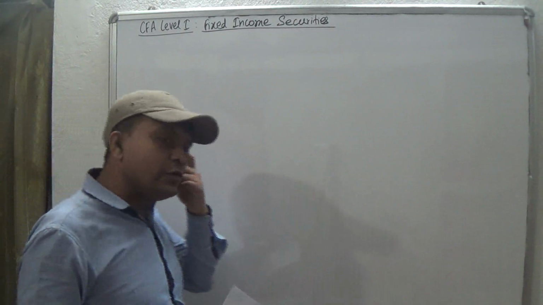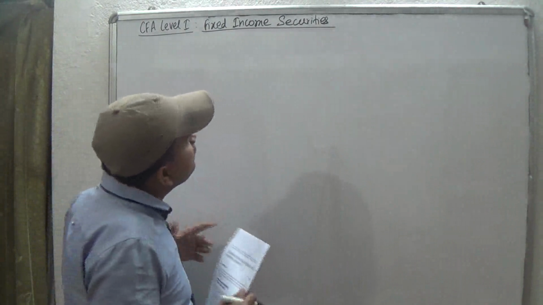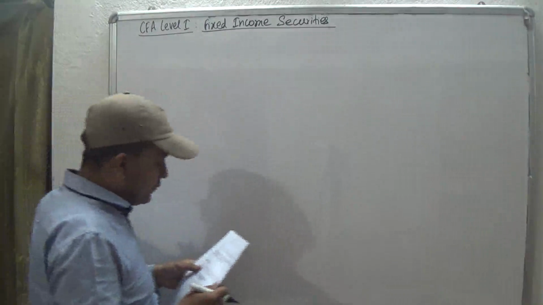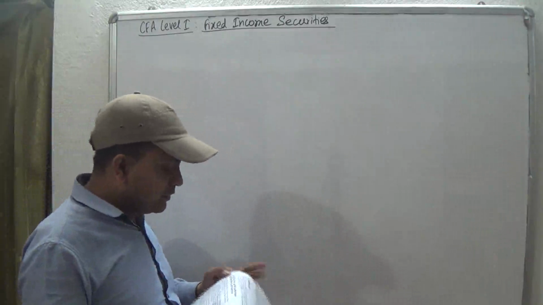Hello friends, this video is on CFA Level 1. We are going to study the topic called fixed income securities. So let us start the chapter.